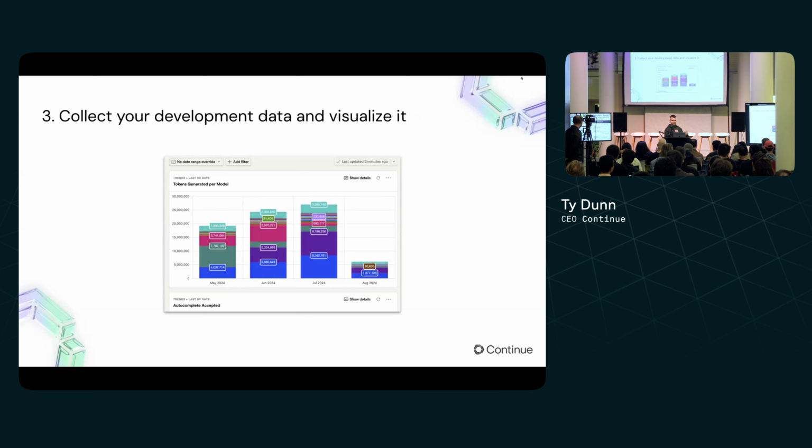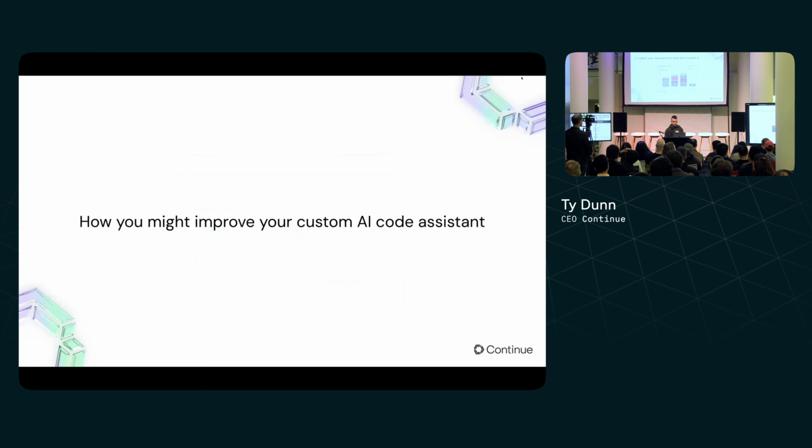But before they do that, they want to just see, okay, how are people using it? What are they using? How many days are they using it? So here we're visualizing one organization's use of different models in the summer and how many tokens were generated by each of those models. And so once you have this system set up, you can actually go about improving it.